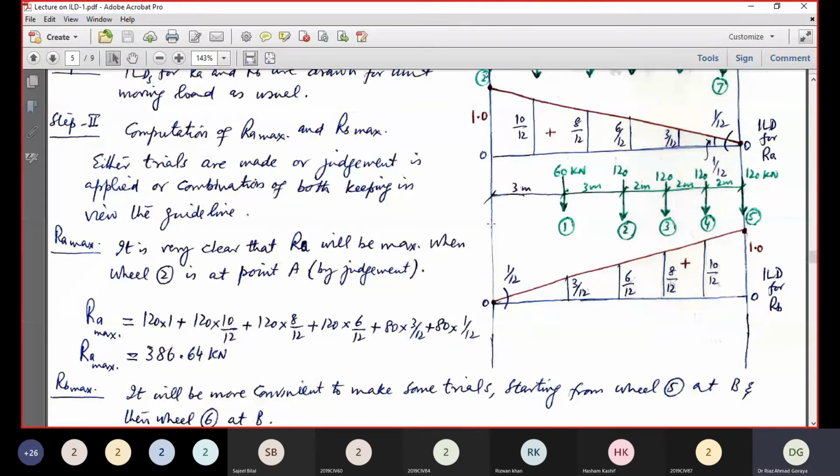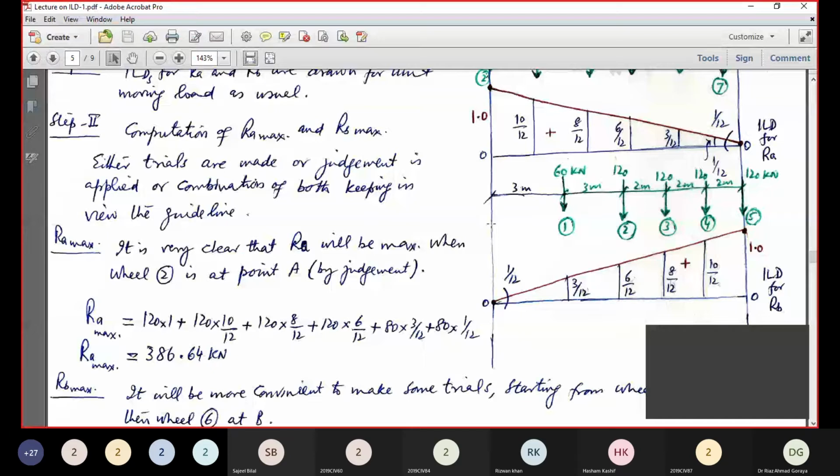So resuming our lecture after short break. Now these points 0 and 1, 0 and 1. These are called key points.